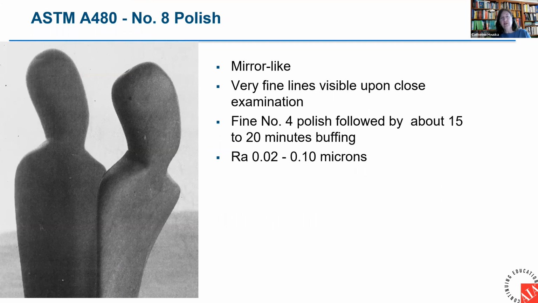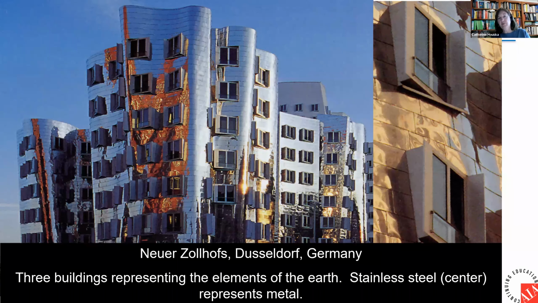Number 8 is also covered by the ASTM standards. This is stainless steel that has been polished and then buffed for generally around 15 to 20 minutes. You can still see the remnants of the fine polishing lines if you look closely. Be careful about where you use it, to make sure that it's not going to cause reflectivity issues.